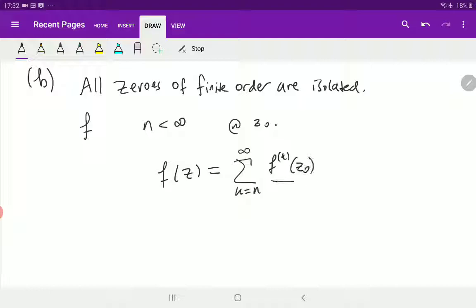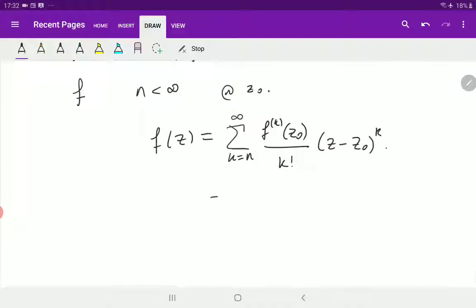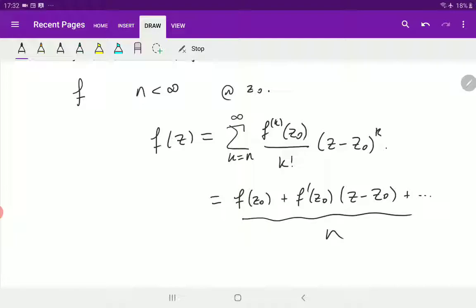So basically the first derivatives are going to be all 0. Right? Because this is just by definition. The Taylor series is f of z0 plus f dash at z0 times z minus z0 and so on and so forth. The first n of these terms are going to be 0.